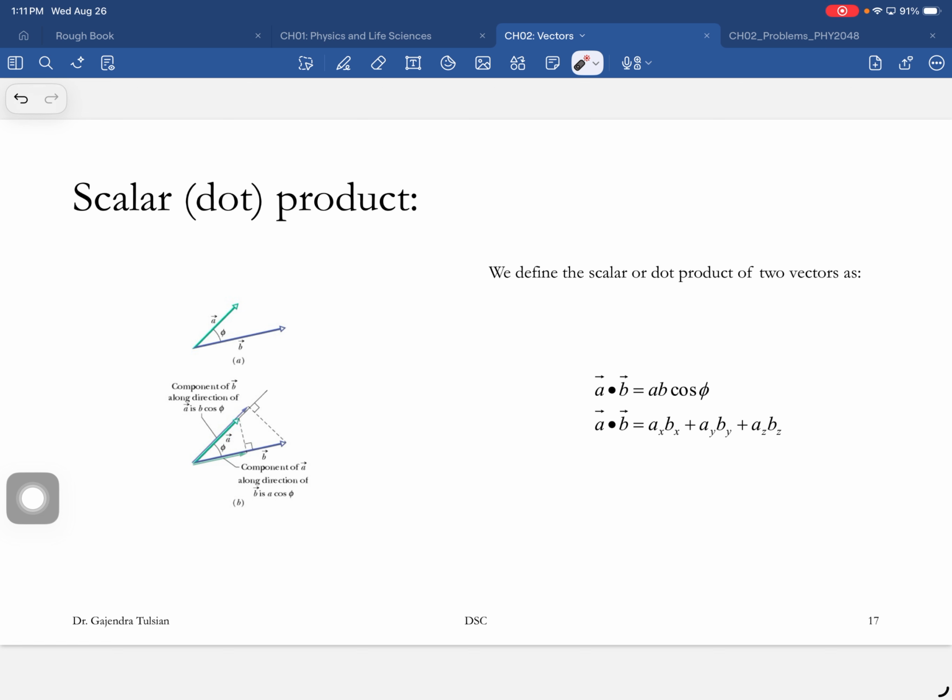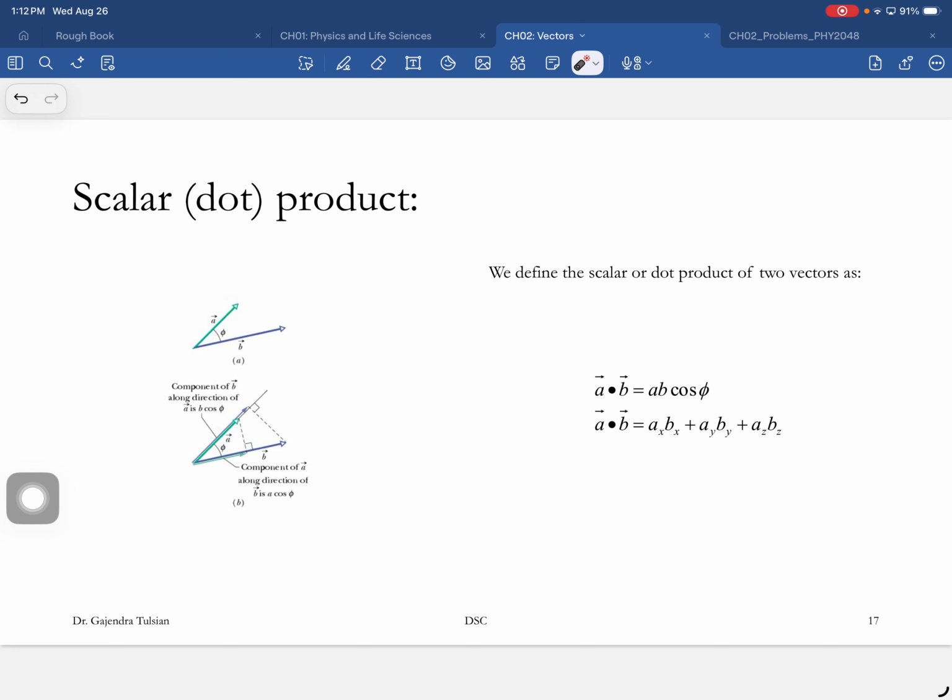So here's the definition in terms of the magnitudes, and here's the definition of the scalar product in terms of the components: AX times BX plus AY times BY plus AZ times BZ. Scalar plus scalar plus scalar.